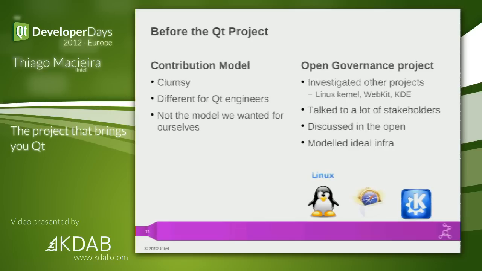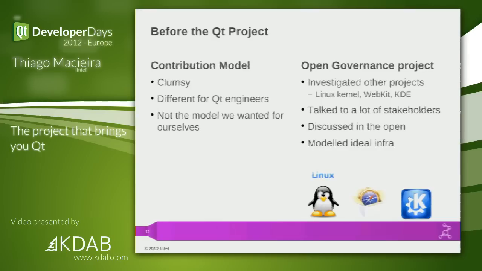And more importantly, because we want to attract commercial development, we looked at two projects that are very successful with commercial development, with companies behind them, many of which are competitors among themselves. That's Linux and WebKit. Just think of WebKit. We have Apple and Samsung there. And you know these two are not the best of friends right now, right? And that's an understatement. So we talked to a lot of people.